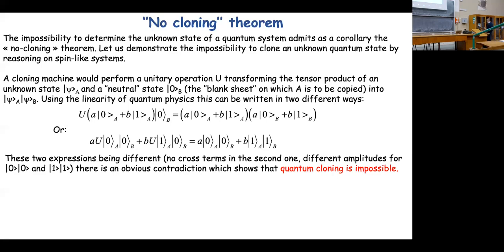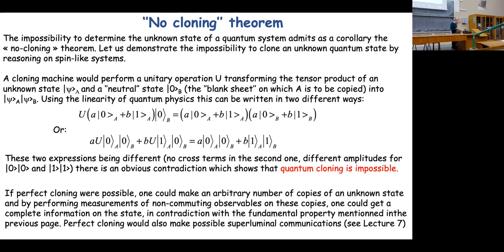And the reason why it's impossible is precisely what I said before. A quantum state can only be reconstructed by statistical measurements. And if you could copy, then you could statistically not mean anything. There is another argument which I will discuss later.